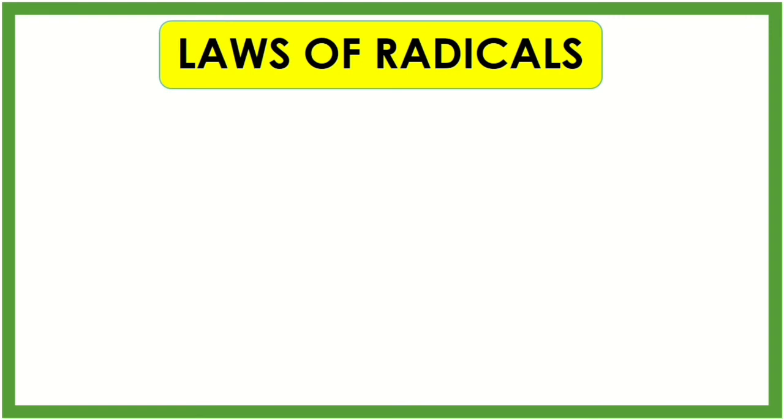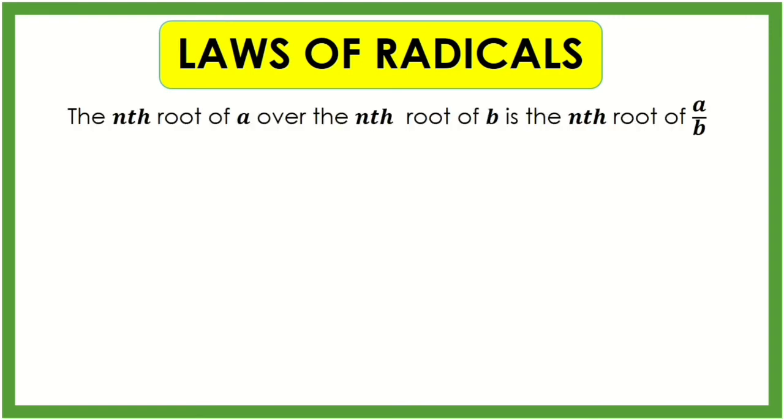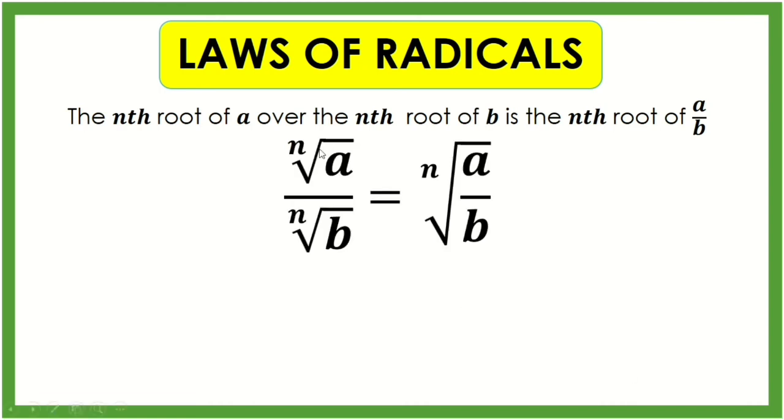Okay, let us have the fourth law of radicals. We have the nth root of A over the nth root of B is the nth root of A over B. In symbols, we have nth root of A over nth root of B is equal to the nth root of A over B.